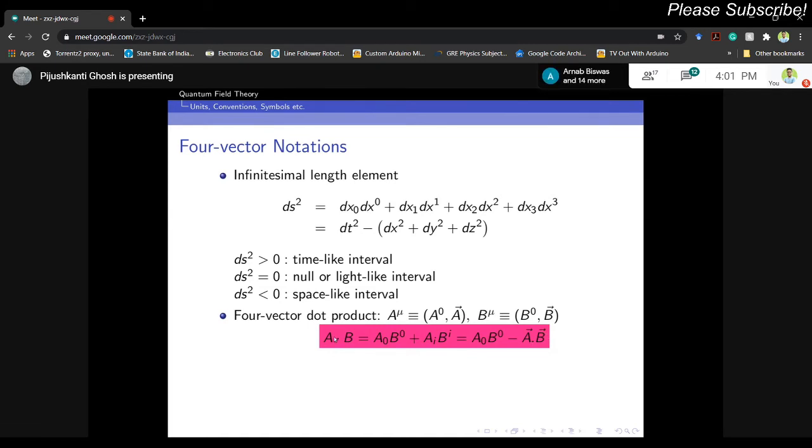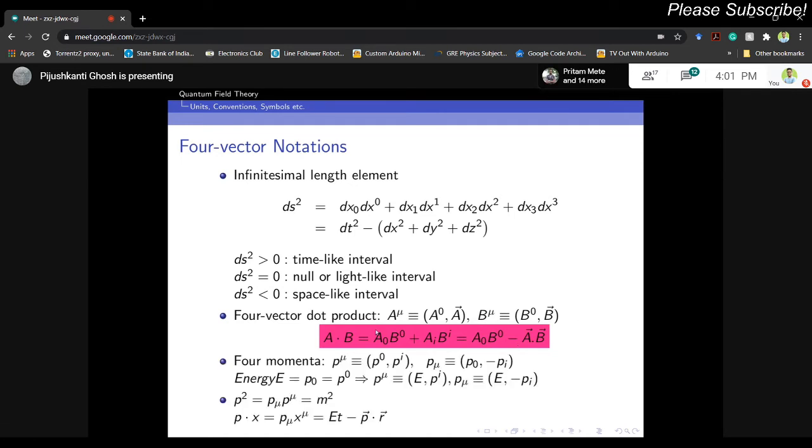But when there is no arrow sign on the symbol A and B, that means this is a 4 vector, and it's defined as A0 B0 plus AI BI. And again, if you're talking about Minkowski metric, then one can show that B superscript I is equal to minus B subscript I. So you pick up a minus sign from there, and then you get A0 B0 minus A dot B.